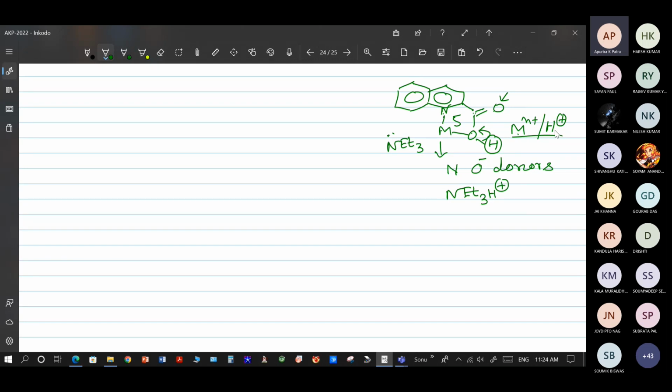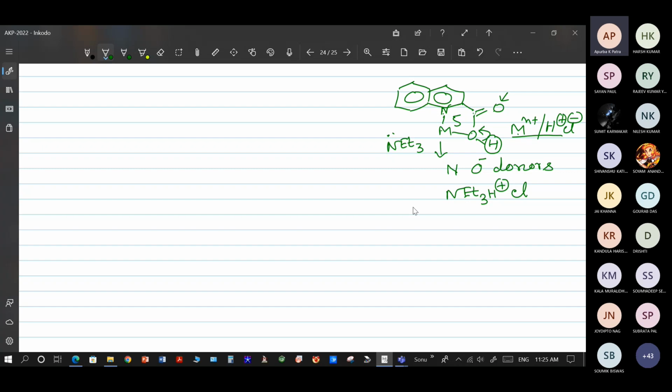NEt3H plus is going to form if you have the proton. So the proton, if you add, definitely has some negative counter charge. Like let us say HCl, if you add, then it will be NEt3HCl, because H plus and Cl minus are added. So H plus and Mn plus are competitors to each other. Even if you do not add any base, it is going to be deprotonated by the presence of Mn plus, because the metal is in the higher oxidation state, and automatically it will get deprotonated. So this is the compound.